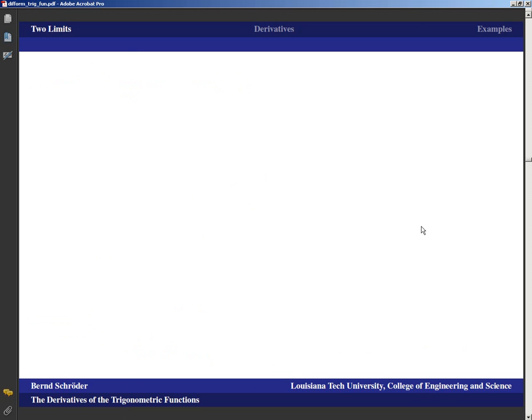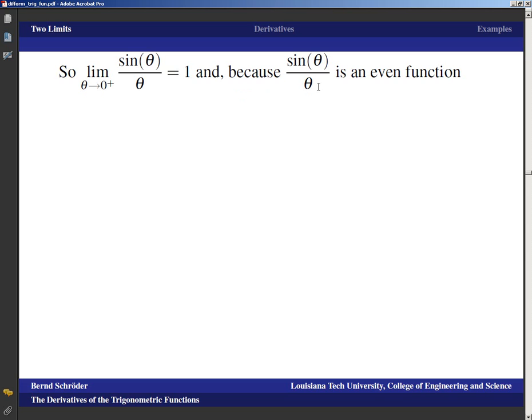Be that as it may, let's now go ahead and state those limits. What we've just seen is that the limit as theta goes to 0 from the right, actually, of sine theta over theta is 1. And because sine theta over theta is an even function, the left limit will also be 1, and that means that the limit as theta goes to 0 of sine theta over theta is 1.